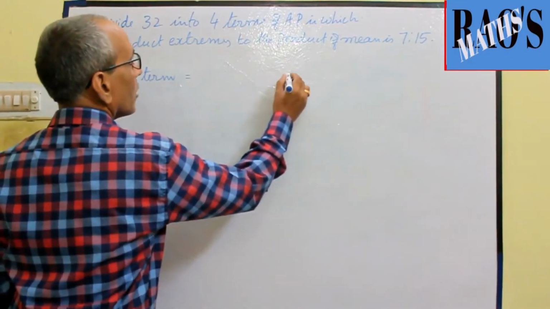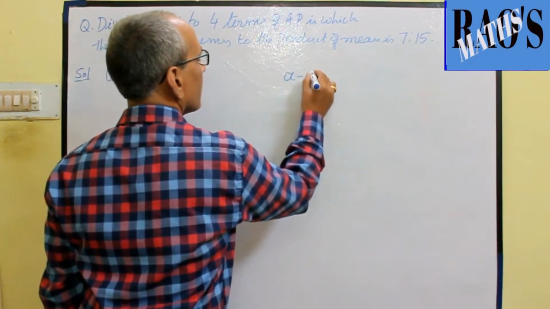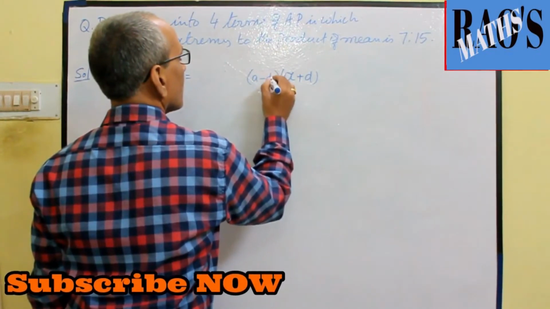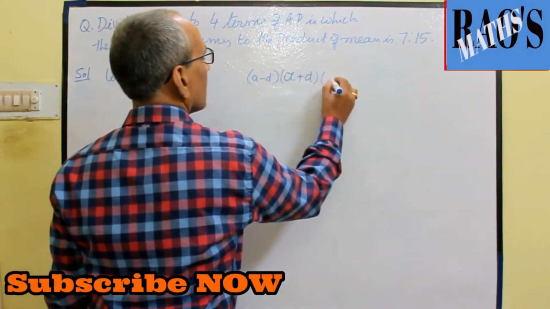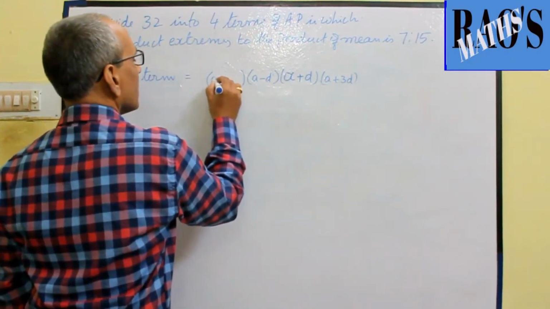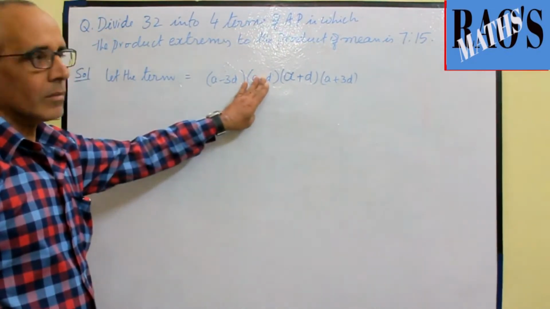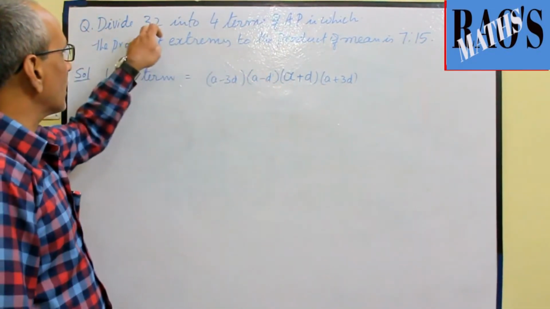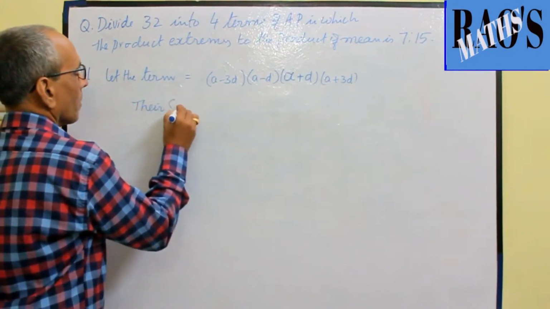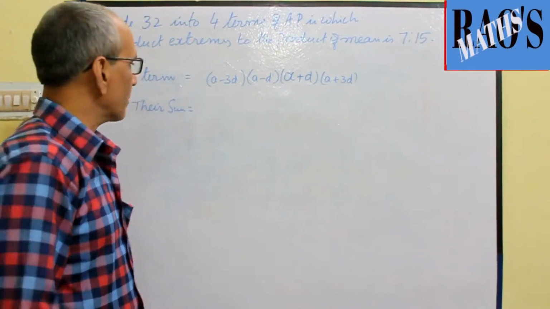We know the middle 2 terms are A plus D and A minus D, and the next terms A plus 3D, A minus 3D. Okay, this we know already, and the sum of these 4 is 32. So their sum, let me find the sum of these 4 in terms of A and D.